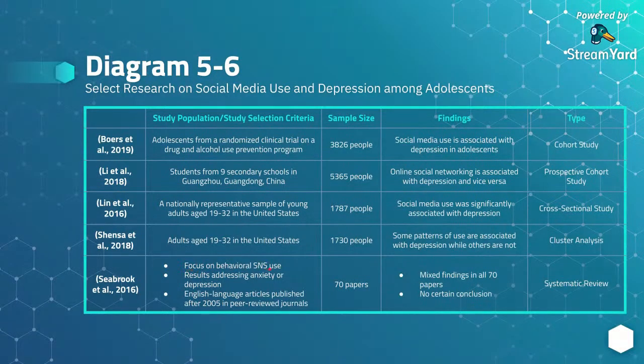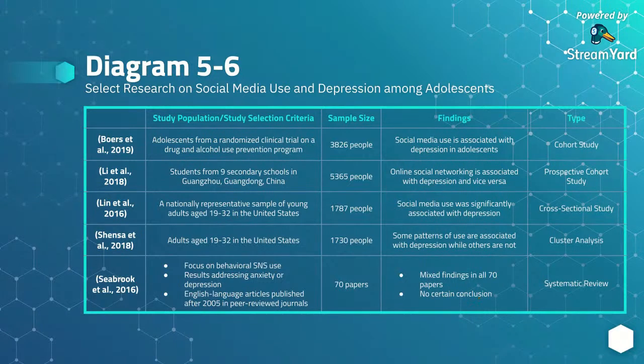Studies that focused on behavioral social networking site use, had results addressing anxiety or depression, and were English language articles published after 2005 in peer-reviewed journals. Yes, there are some journals that aren't peer-reviewed. But anyways, 70 papers met these inclusion criteria. And this systematic review was inconclusive because there were mixed findings in all 70 papers. So we have no certain conclusion from the systematic review.